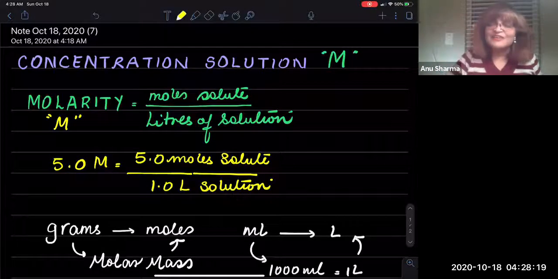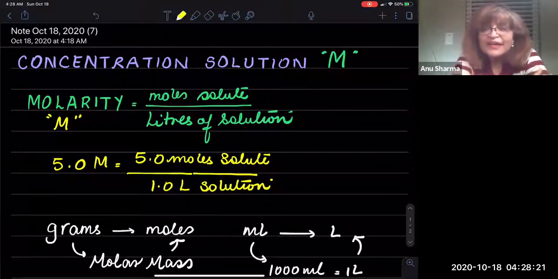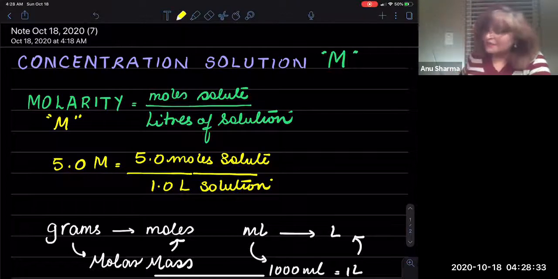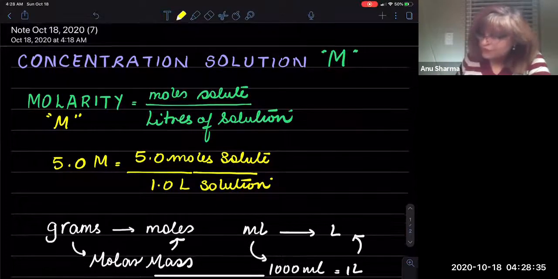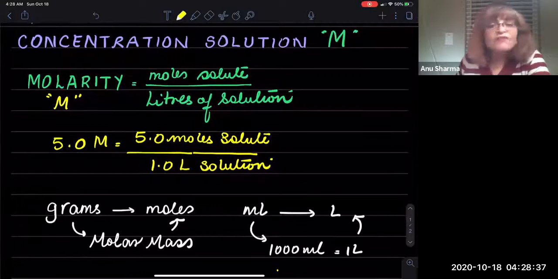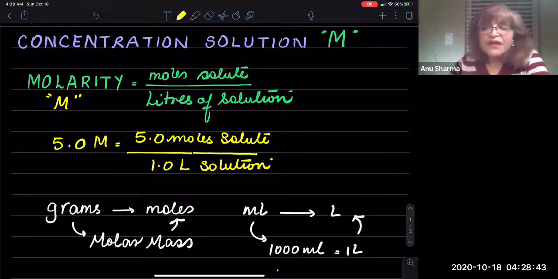Hi guys. So we are going to be looking at the molarity problem today. This is a concentration of a solution, which is basically the moles of the solute divided by the liters of the solution. Now, if you are given a 5 molar solution, written 5 M, what does this mean? This means that 5 moles of the solute are present in 1 liter of the solution.